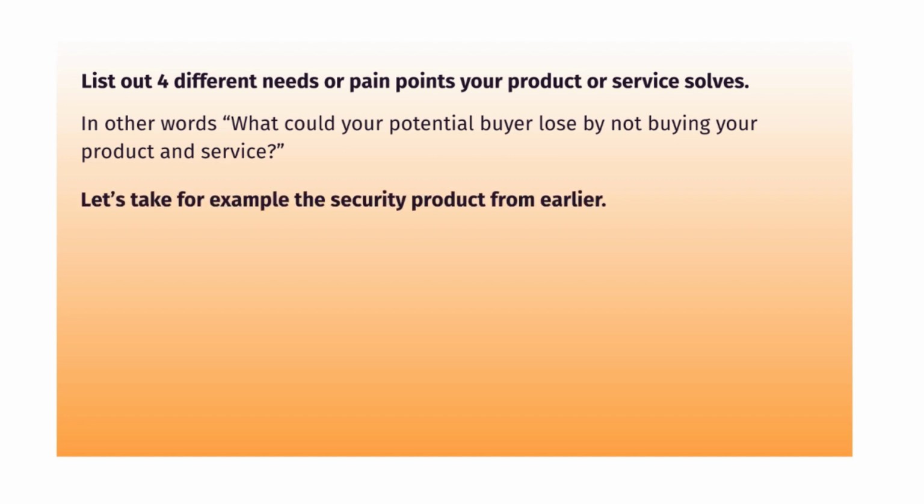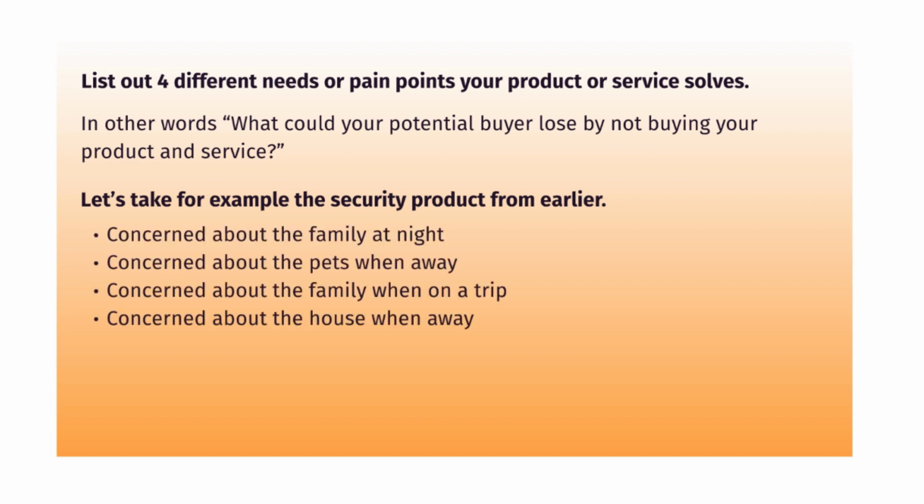Let's take, for example, the security product from earlier. If we write down the 4 different needs or pain points that a security product in general would solve, number 1, it would solve that anxiety and fear and concern about the family at night. Concern about pets when they're away. Concern about family when they are on a trip or anyone that's away. Concern about the house when they are away. Those are just 4 of the pain points that everybody most likely feels.